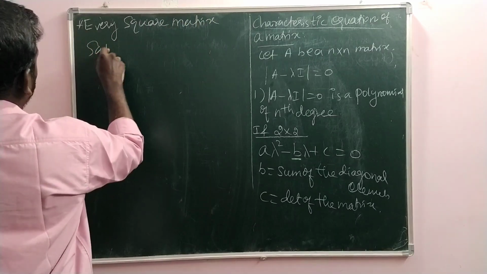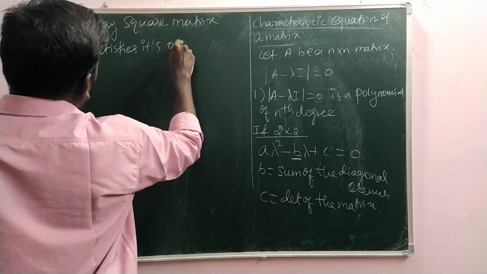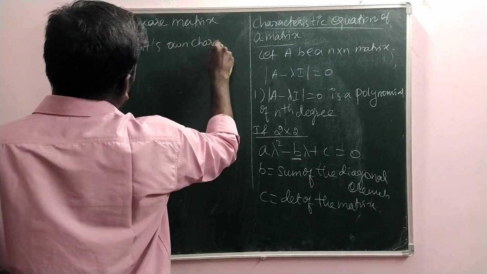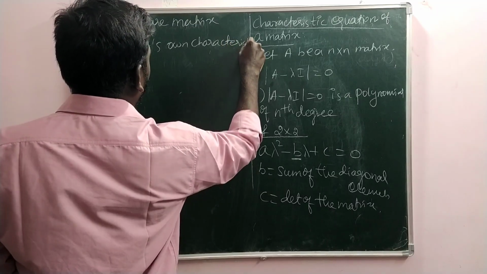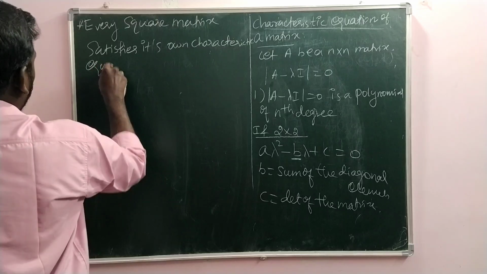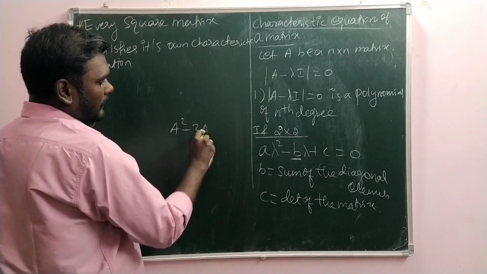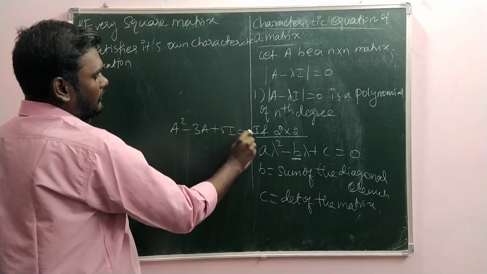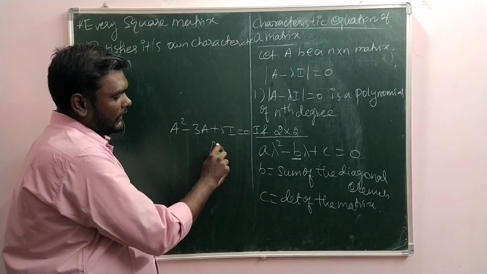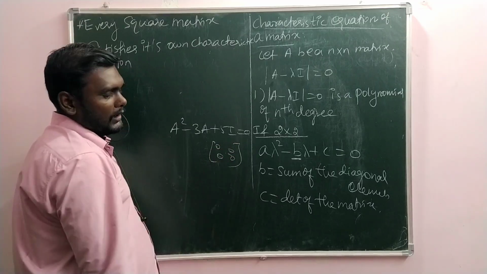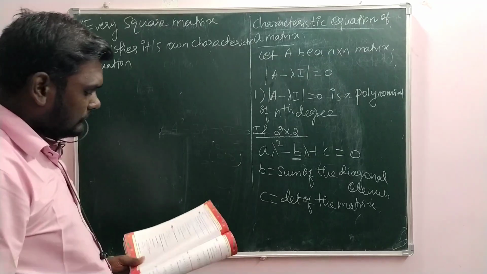Every square matrix satisfies its own characteristic equation. What does it mean by satisfying? Suppose we get A square plus 3A plus 5I is equal to 0, here in place of A, we will calculate these values and add, and we will get 0 matrix. It is not 0. What we will get is 0 matrix of the same order. Okay, of the given order.